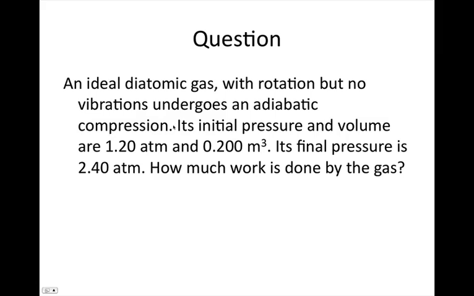An ideal diatomic gas with rotational but no vibrations undergoes an adiabatic compression. Its initial pressure and volume are 1.2 atmospheres and 0.2 meters cubed. Its final pressure is 2.4 atmospheres. How much work is done by the gas? Okay, the best way to start this question is once again to sketch our PV plot.